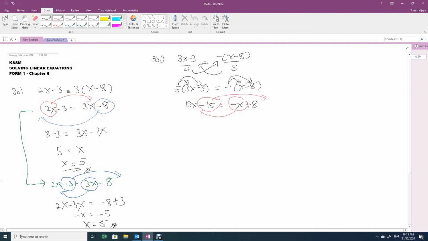When you move across the equal sign, what do you have? You have 15x plus x, x you move over, equals to 8 plus 15. So you have 16x equals to 23. X will be equals to 23 divided by 16.